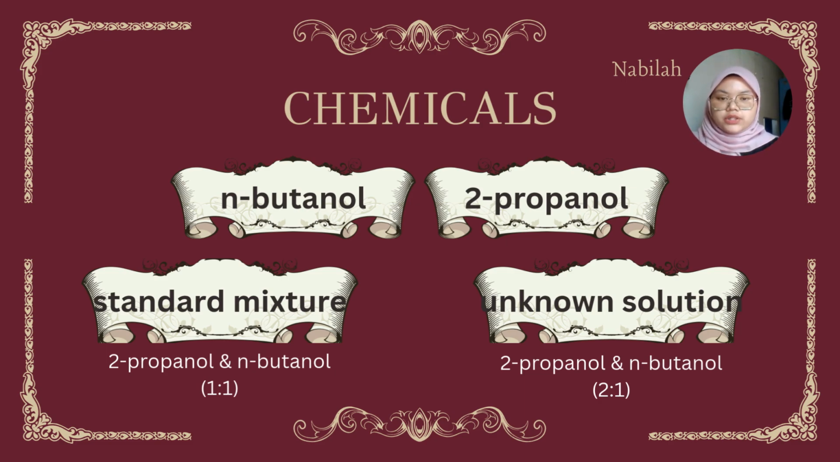The standard mixture contains equal amounts of 2-propanol and N-butanol. It is used to identify peaks and compare retention times in the chromatography. Also, the unknown solution contains 2-propanol and N-butanol in a 2:1 ratio. It is analyzed using gas chromatography to determine the composition by comparing it with the standard mixture.